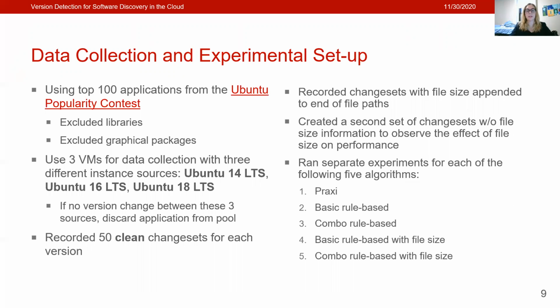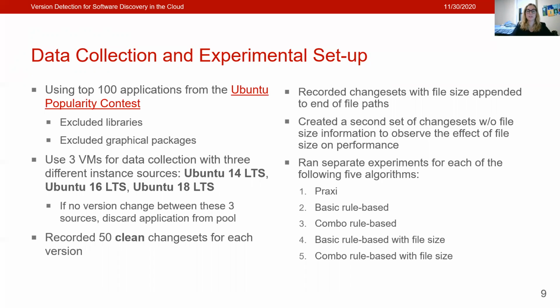We chose the pool of applications for our version detection experiments from the Ubuntu Popularity Contest, which maps the usage of all Ubuntu packages. Change sets were recorded from the top non-library, non-graphical packages. We exclude applications that do not have at least two versions across 3 Ubuntu releases: Ubuntu 14 LTS, Ubuntu 16 LTS, and Ubuntu 18 LTS. We recorded 50 change sets for each version of each application, which resulted in a total of 14,050 change sets in the entire data set.